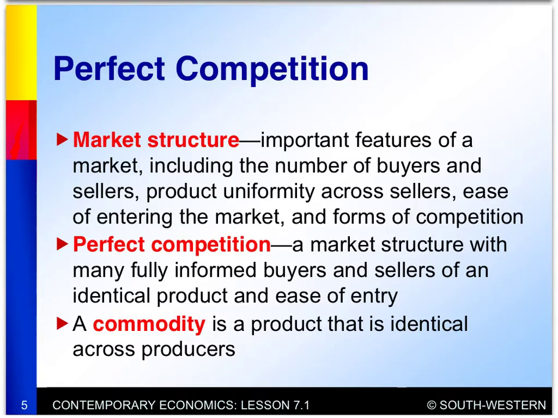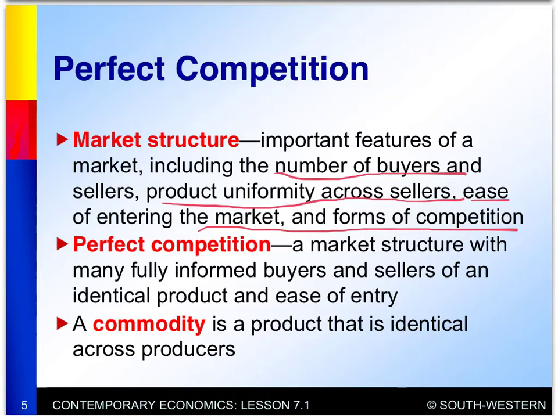These are important features of the market, and here are the key things. How many buyers are in the market? Is the product uniform across sellers, meaning does one farmer produce one type of egg, another farmer the exact same type of egg? Or like with fast food, McDonald's has the Big Mac, Burger King has the Whopper. Those products are not the same. How easy is it to get in the market, and how are you competing?